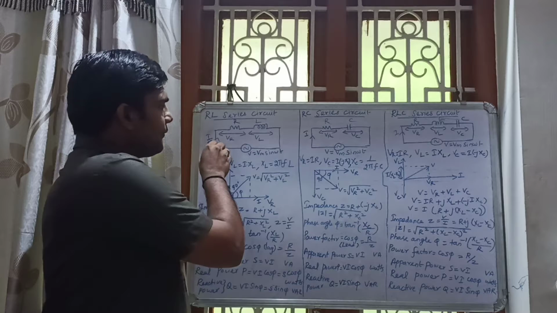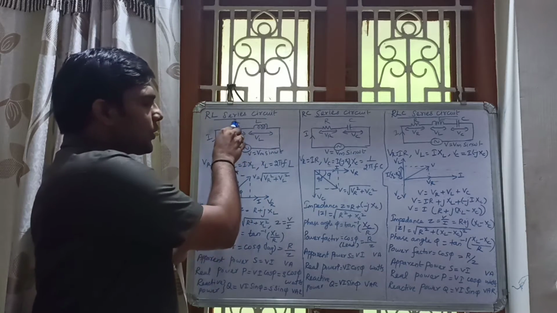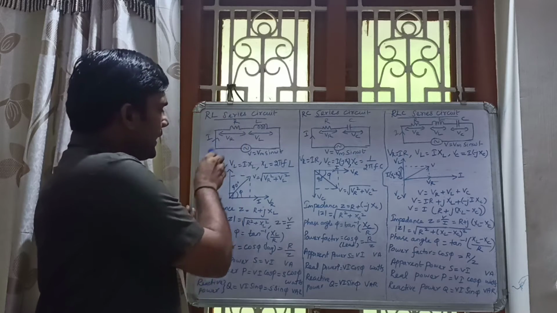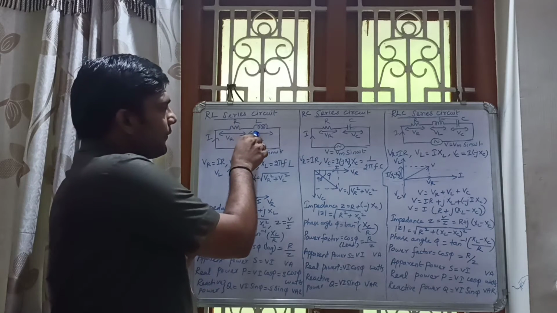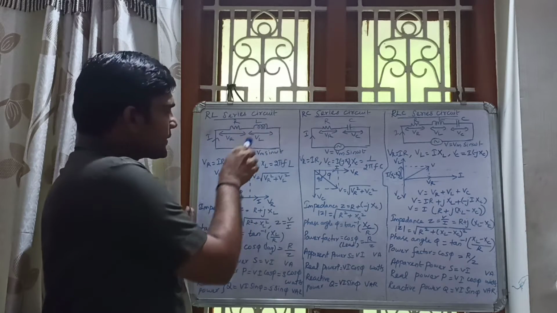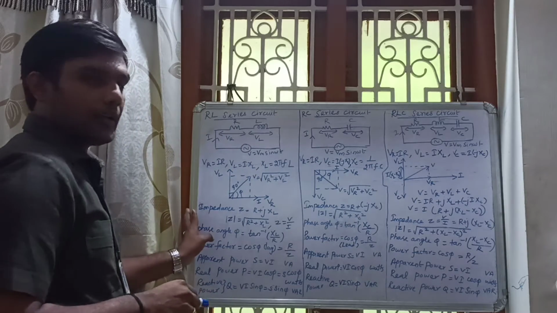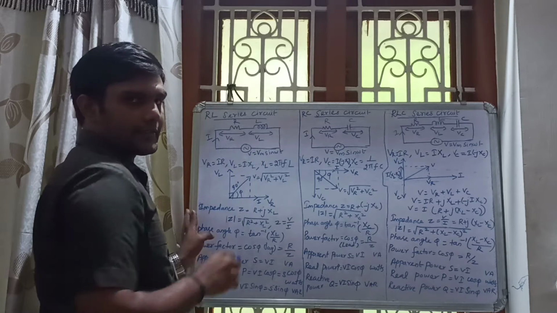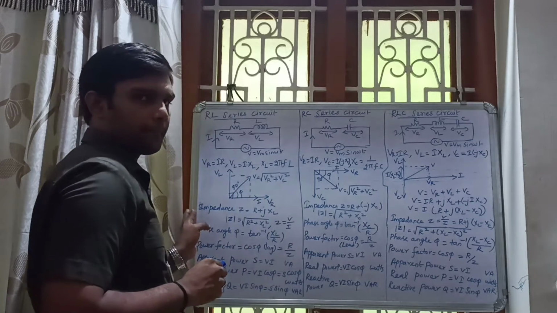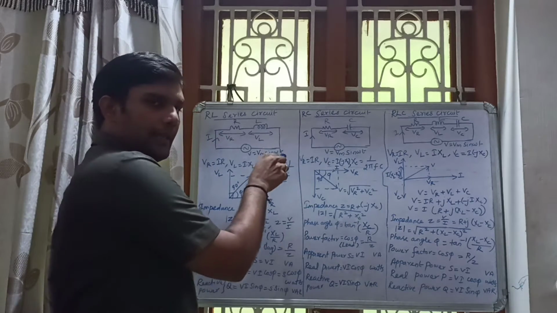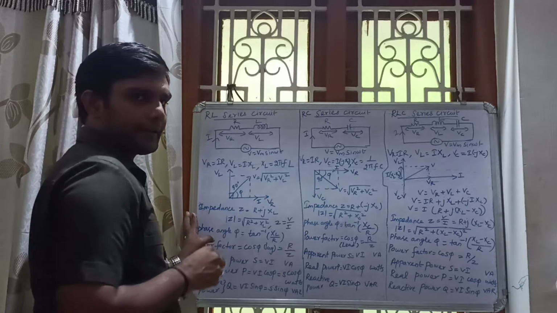Here I is the current flowing through the series combination and VR is the voltage across the resistor R. VR is equal to I into R. Then VL is the voltage across the inductor L, which is equal to I into XL. XL is the inductive reactance. Inductive reactance is given by 2 pi FL. F is the frequency, L is the inductance. Got it? Next, let us draw the phasor diagram.